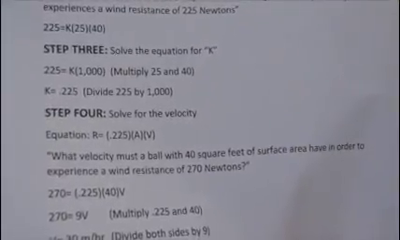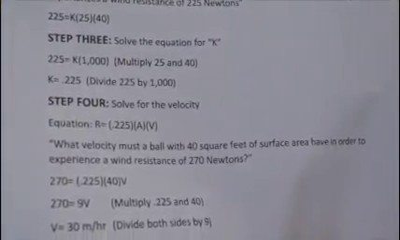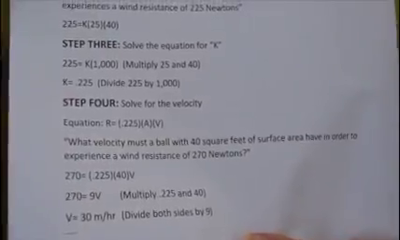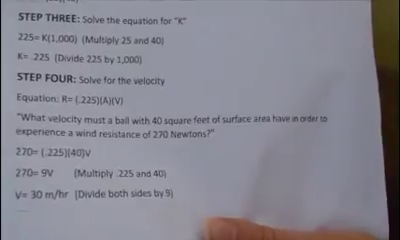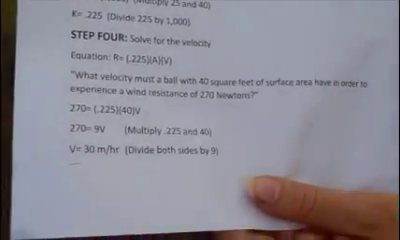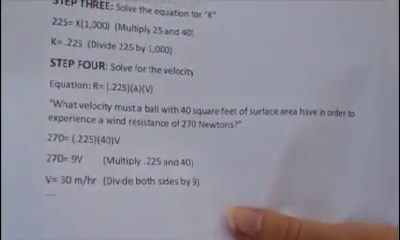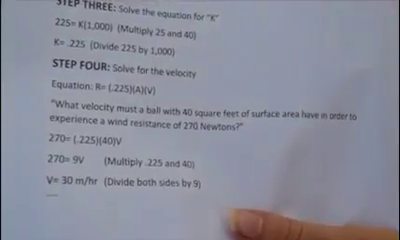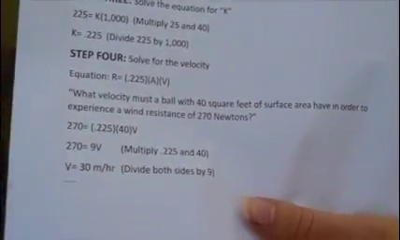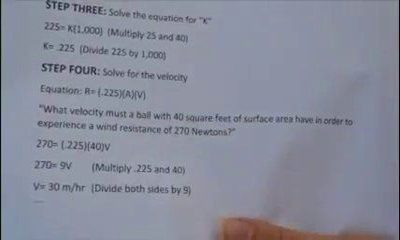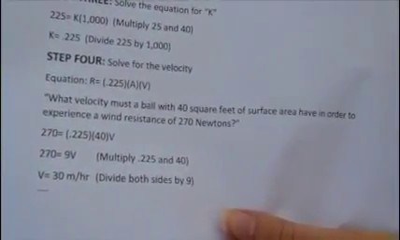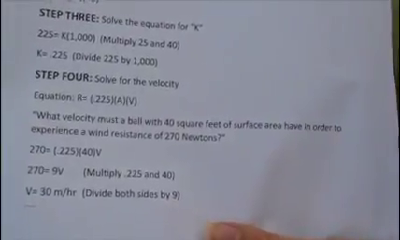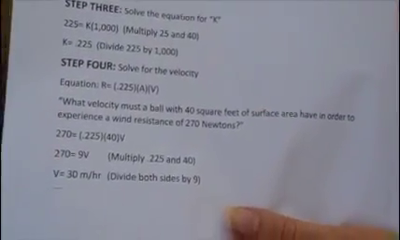For step 4, solve for the velocity. The equation is R equals 0.225 times A times V. What velocity must a ball with 40 square feet of surface area have in order to experience a wind resistance of 270 newtons? What you do is you put 270 equals 0.225 times 40 times velocity. What you're trying to do is solve for velocity. So you multiply 0.225 times 40, which equals 9. Then you divide 270 by 9, which equals V equals 30.